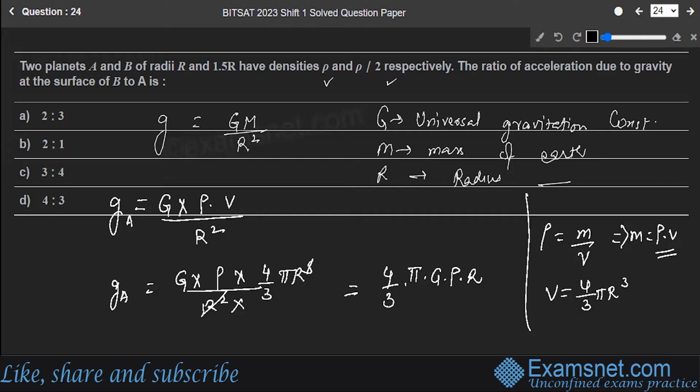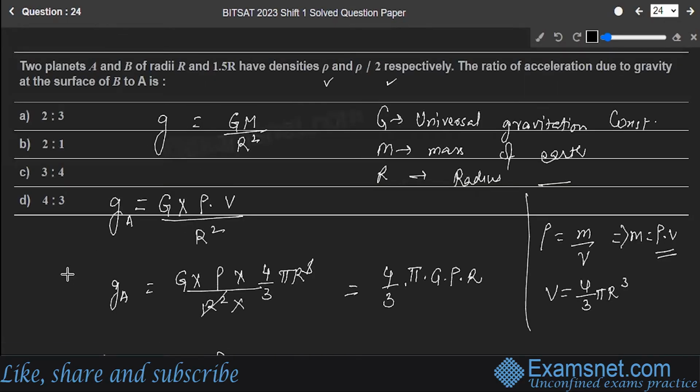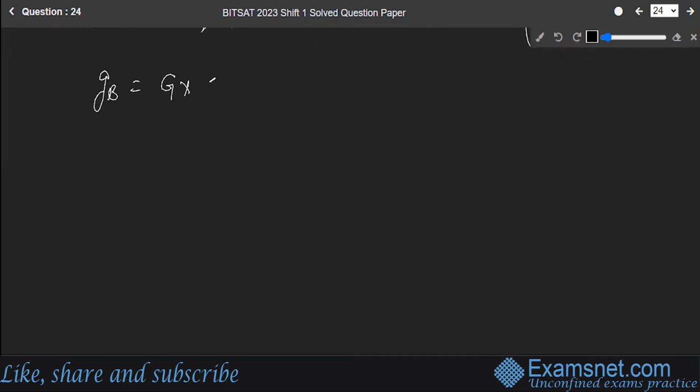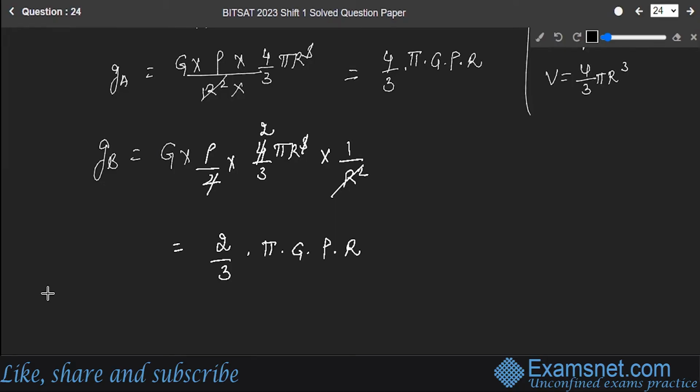Okay. Now similarly, let's go for gB. This is equal to G into, now the rho by 2 is there. I will write it like this. Rho by 2 into 4 by 3 pi r cube multiplied by 1 by r square. This and this will cancel. This will be 2. So you have 2 upon 3 into pi into G into rho into r. This is gB.